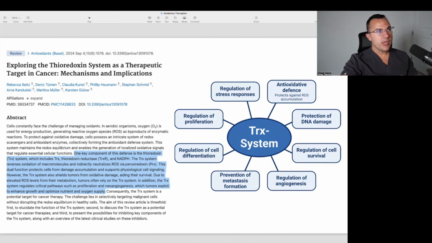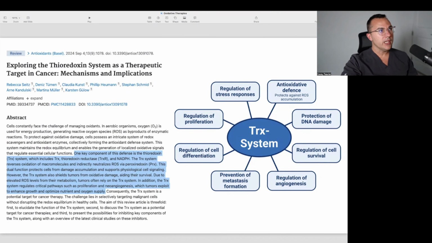We then went to this paper, which is titled "Exploring the Thioredoxin System as a Therapeutic Target in Cancer: Mechanisms, Implications." It says that one key component of this defense is the thioredoxin (TRX) system, which includes TRX, thioredoxin reductase (TRXR), and NADPH.